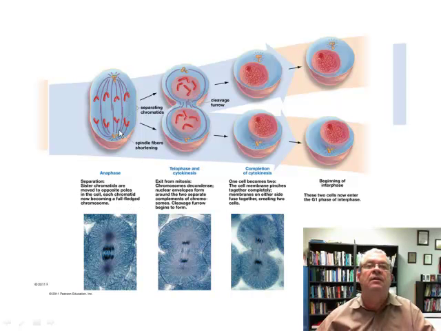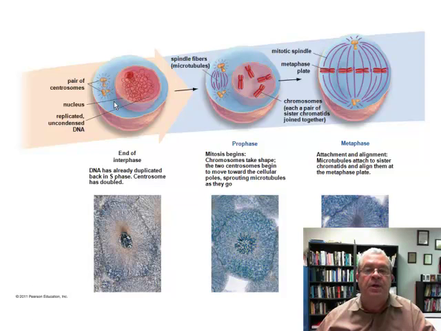But what kind of chromosome? Duplicated or unduplicated? Well, they're unduplicated. And so that affects how we count chromosomes. Let's back up one picture. How many chromosomes in this picture right here? Let's count them. One, two, three, four. Four duplicated chromosomes. Yes, indeed, four duplicated chromosomes.